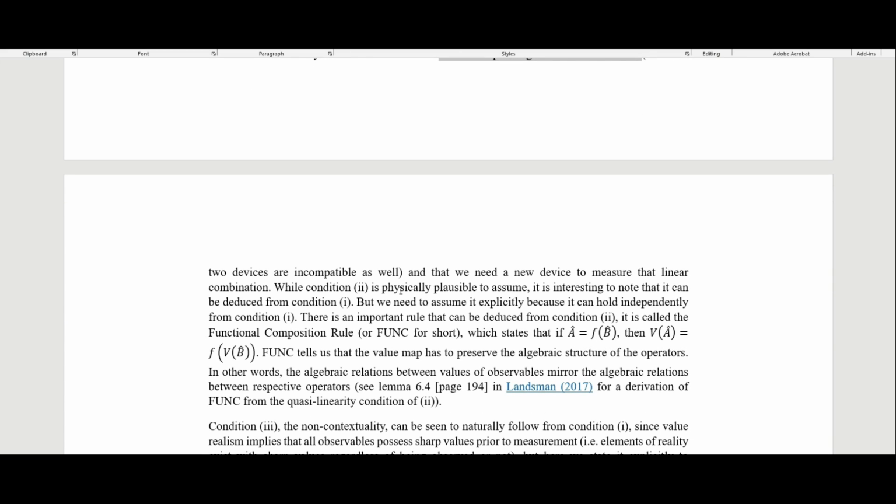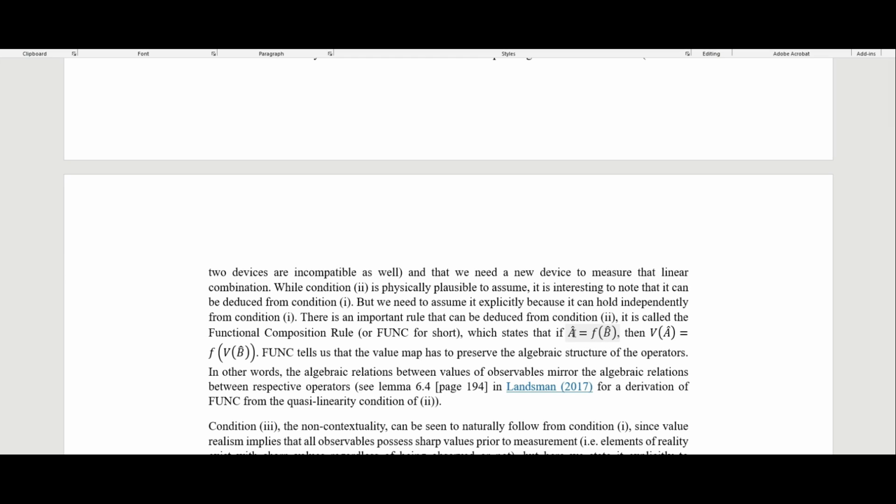So while condition 2 is physically plausible to assume, it is interesting to note that it can be deduced from condition 1, but we need to assume it explicitly because it can hold independently of condition 1. There is an important rule that can be deduced from condition 2. It is called the functional composition rule, or FUNC for short, which states that if we have some operator that we can get from another operator, so this f is just a function that maps the operator B to the operator A. And again, remember this v here is mapping our operator to its eigenvalue.